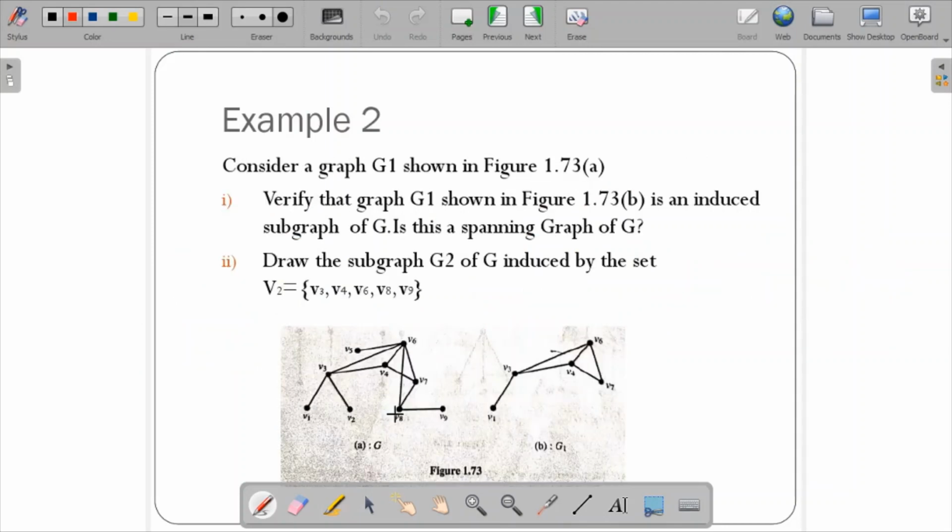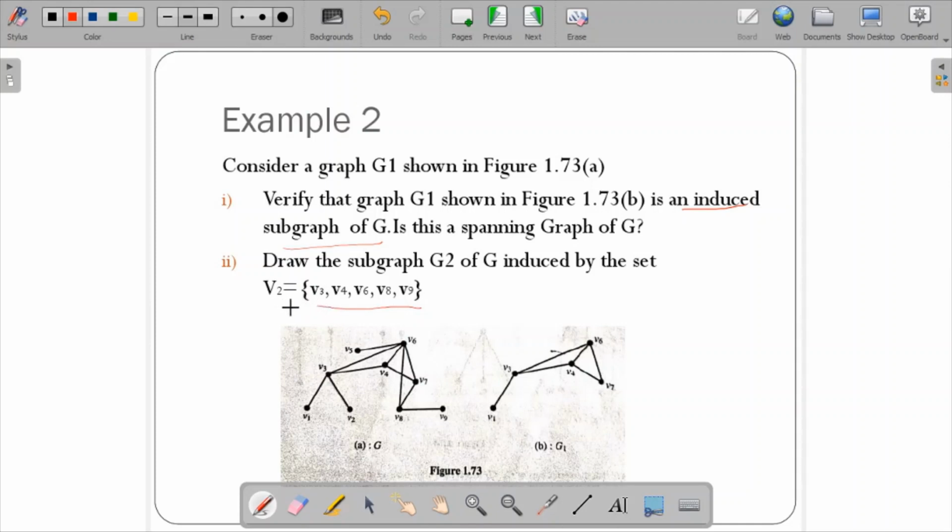Let us go to example 2. He has told: consider a graph G1 shown in figure 1.73a. Verify that graph G1 shown in this particular figure is an induced subgraph of G. Is this a spanning graph of G? Obviously it's not a spanning graph, because all the vertices of this graph are not there. Then he told us to draw the subgraph G2 of G, induced by only the vertices they have told.